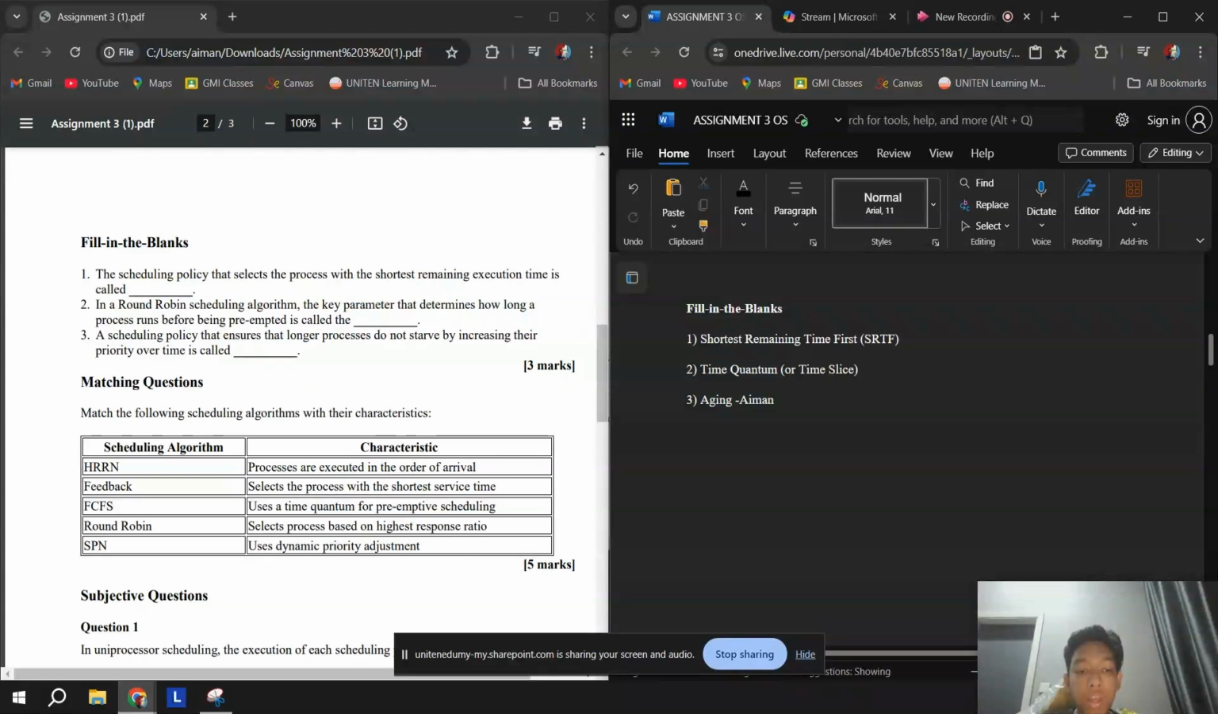For number 3, a scheduling policy that ensures the longer processes do not starve by increasing their priority over time is called. The answer is aging. Aging prevents starvation by gradually increasing the priority of waiting processes. This ensures that even long waiting or low priority processes will eventually get CPU time.